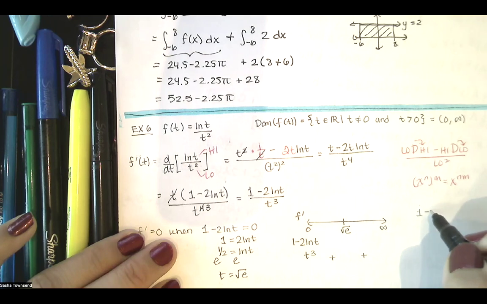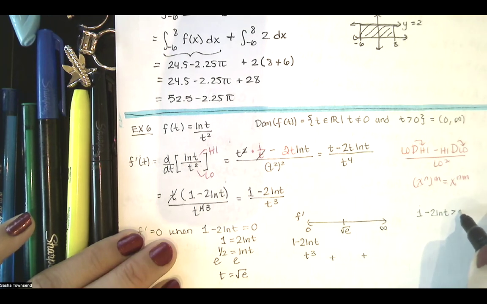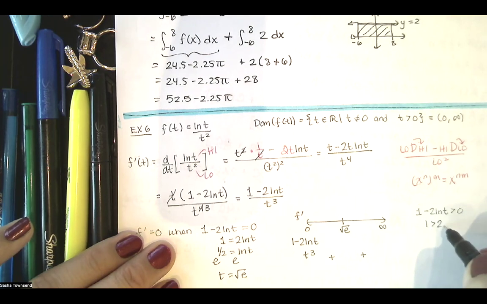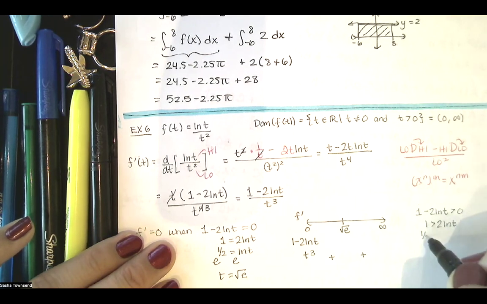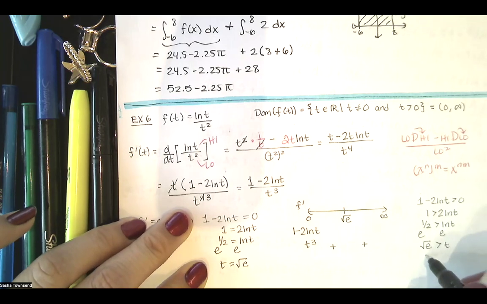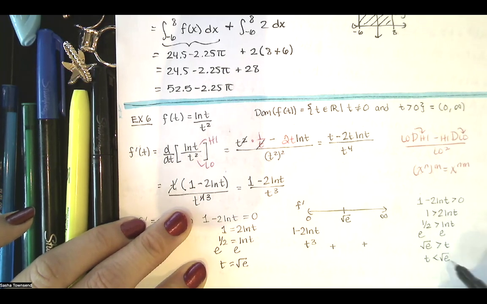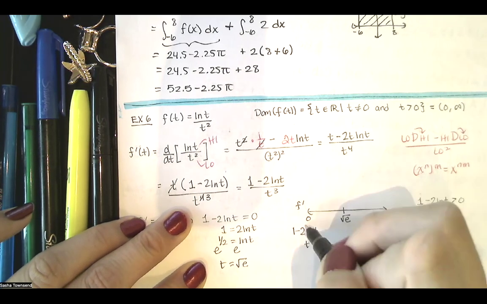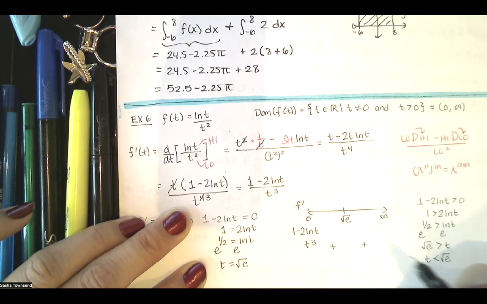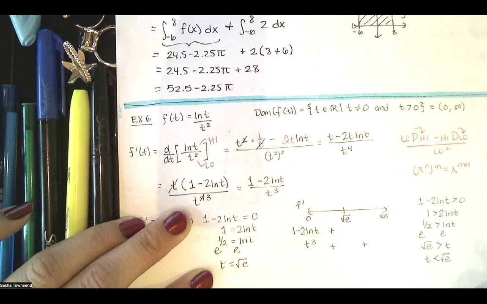So I'm just going to figure out first where it's positive. I'll say that expression is positive when 1 is greater than 2 natural log of t. Divide by 2, and then exponentiate. So that's when square root of e is greater than t. Well, square root of e is greater than t when t is less than square root of e. So this factor is positive when t is less than square root of e. So we'll have a positive sign here.